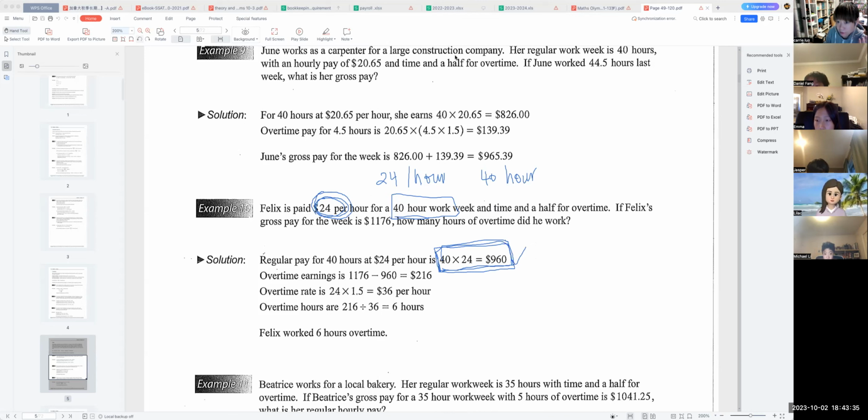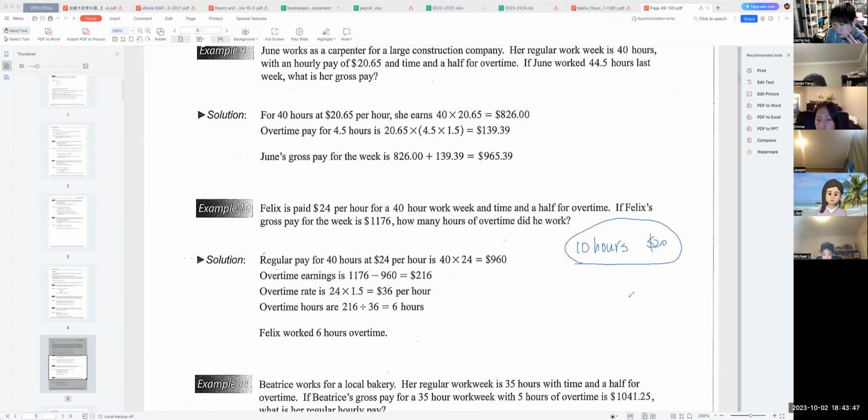Yes. You don't understand this either? If, Michael, you work 10 hours and I pay you $20 per hour, how much money do you get paid for these 10 hours? $20 times the 10 hours equals what? $200. Yeah, so that's the same thing. If you work 40 hours and every hour you get paid $24, you get $960. Get it? Good. Okay, so next one.